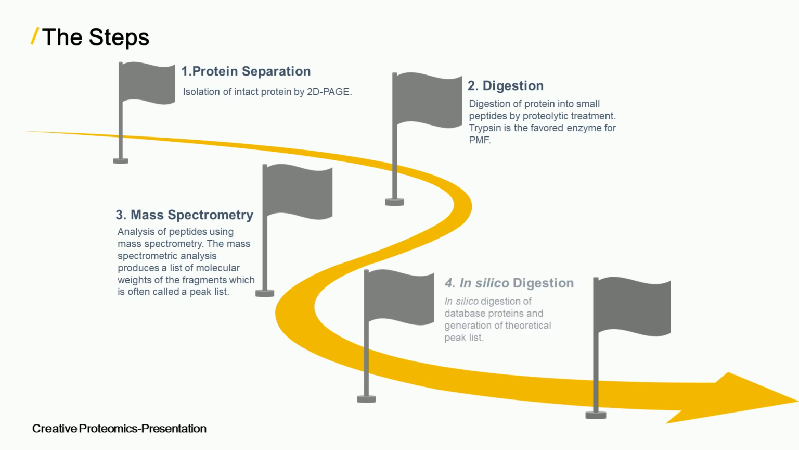The fourth step is in silico digestion. Software performs on database proteins with the same enzyme used in the experimental digestion and generates a theoretical peak list. At last, compare the peak lists and theoretical peak lists to get the best match.